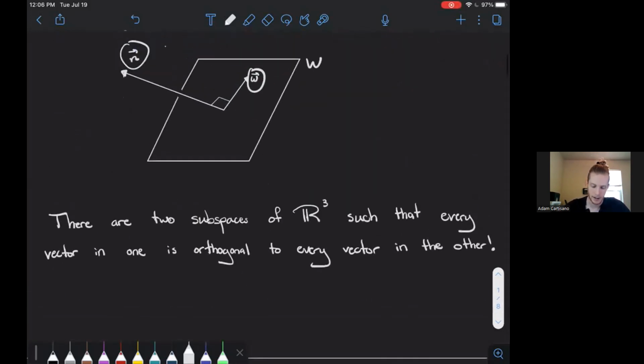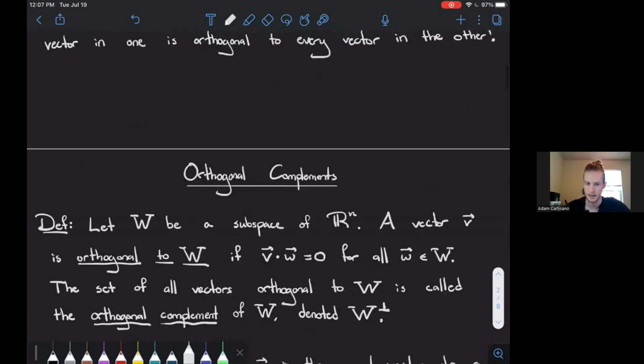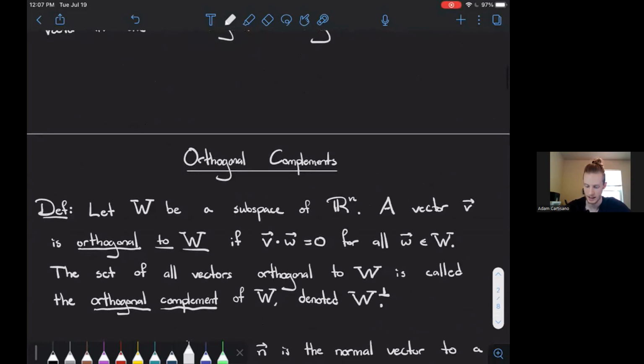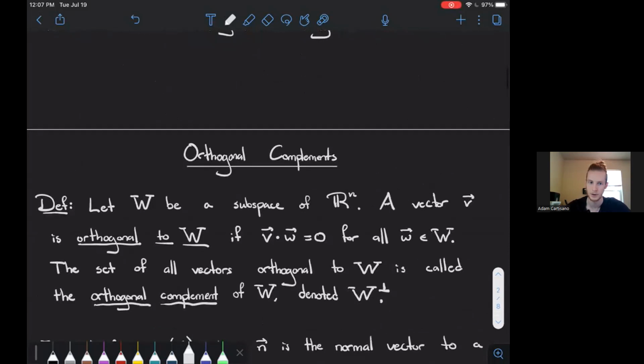Notice if you take the span of n, whatever line it spans, that is a subspace of R3 where every vector in that subspace is orthogonal to every vector in W, the plane. And so the general question that we're trying to answer is, can we find two subspaces such that every vector inside of one is orthogonal to every vector inside the other one? That's what we're after. And we give a name to two subspaces that satisfy that property: we call them orthogonal complements to one another.